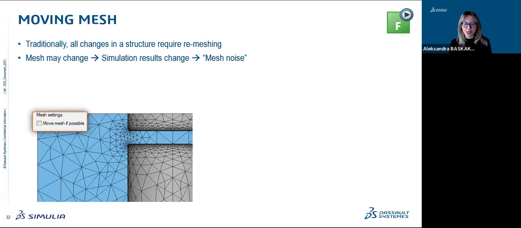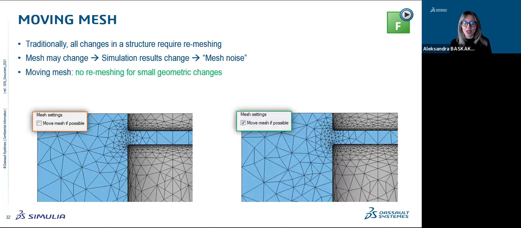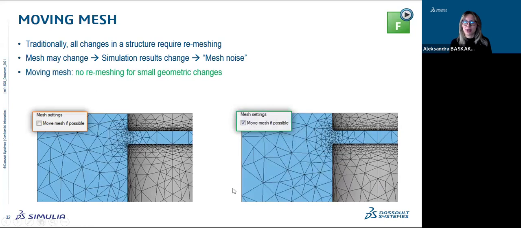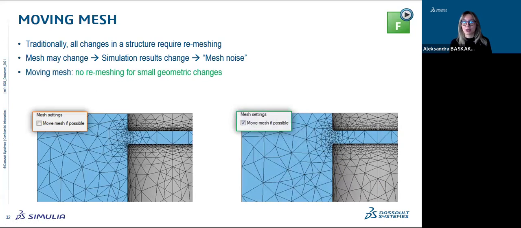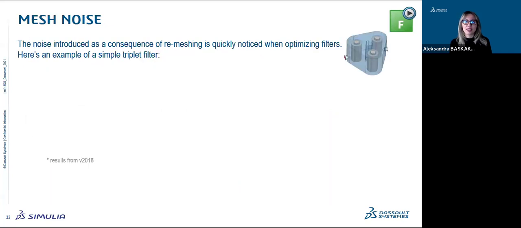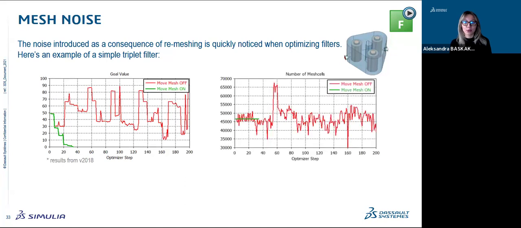CST Studio Suite has a feature, move mesh, to avoid this unwanted effect of mesh noise. If you activate move mesh, what happens is that there is no remeshing, but the mesh is rather moving according to the small geometrical change. And here is an example of the feature usage in a triplet filter optimization.